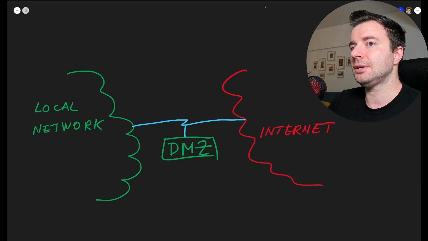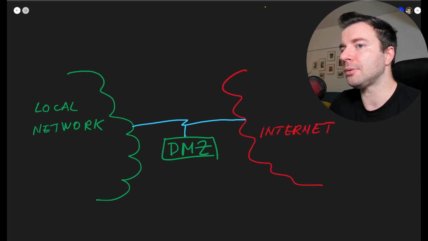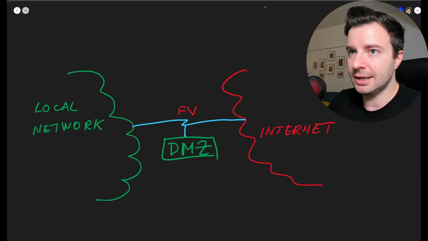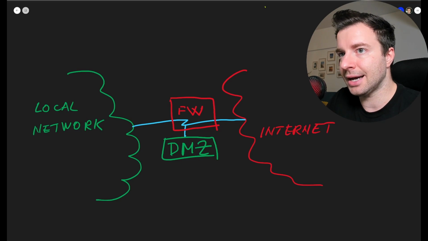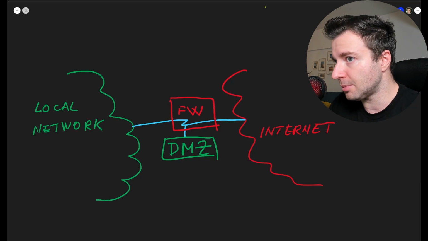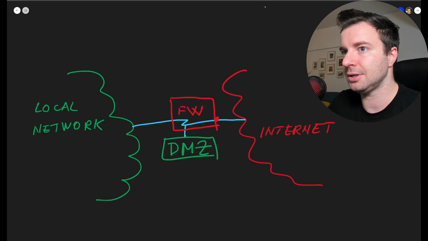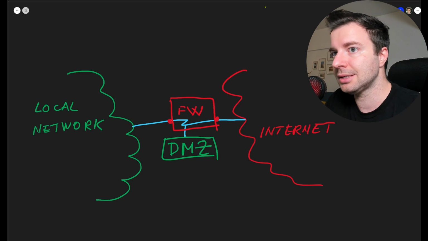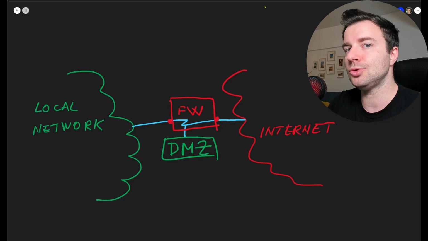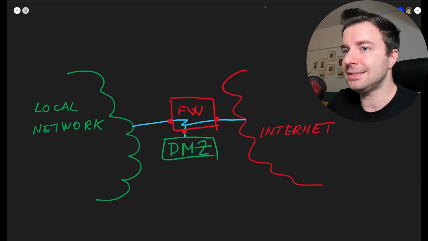Now this DMZ here, of course, is also going to be accessible from the local network and from the internet, but most likely this junction here in the middle is going to happen inside of a dedicated box, which is most likely going to be a firewall. Now this dedicated firewall box here is going to have an interface that is pointing to the internet, another interface that is connected to your local network, and another interface that connects the DMZ.